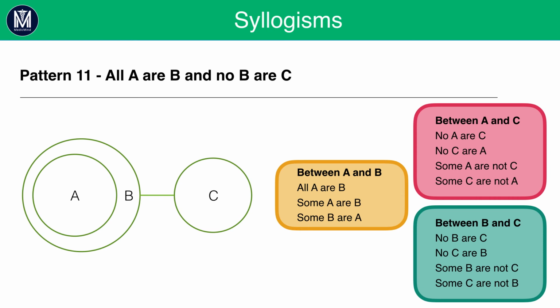If you see any of these statements in a UKCAT question, straight away, it should be very, very clear. If no X are Y, it means no X are Y, no Y are X, some X are not Y, and some Y are not X. Straight away, this should not take you any time at all to answer that sort of question. Between A and C, now, because all A are B and there is no relationship between B and C, automatically the same relationship applies between A and C as between B and C. No A are C, no C are A, some A are not C, and some C are not A.